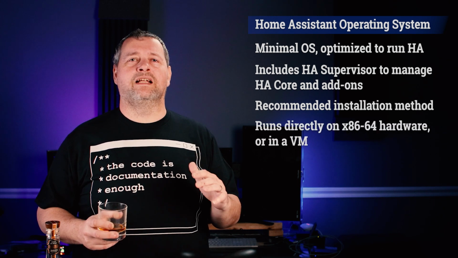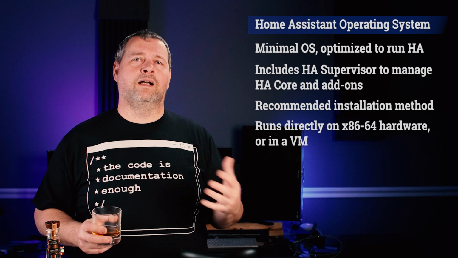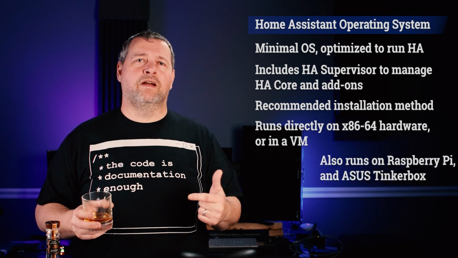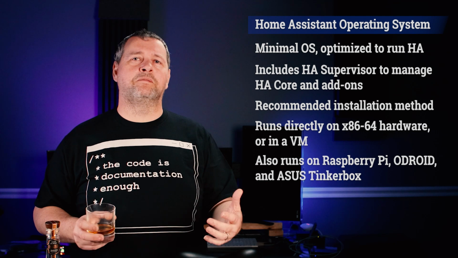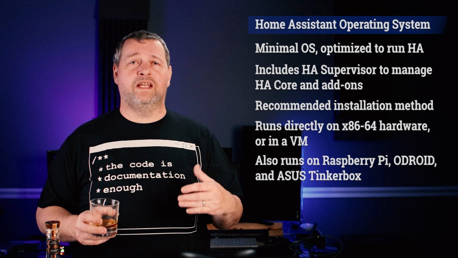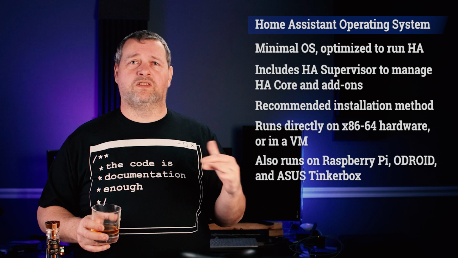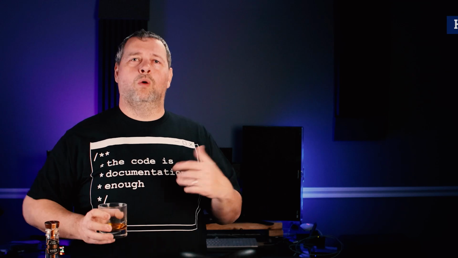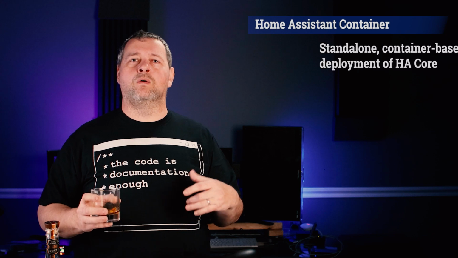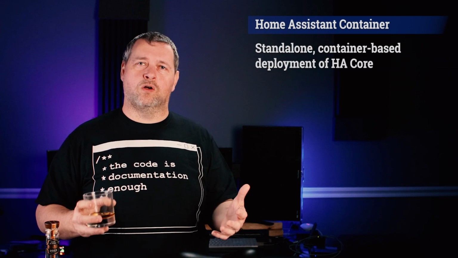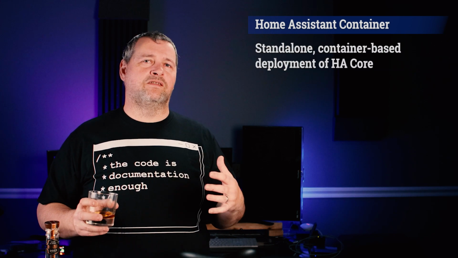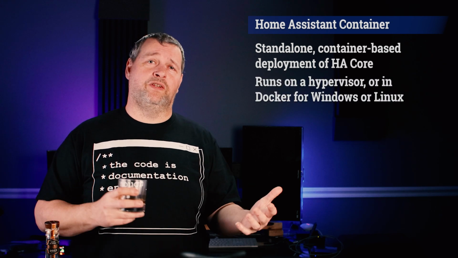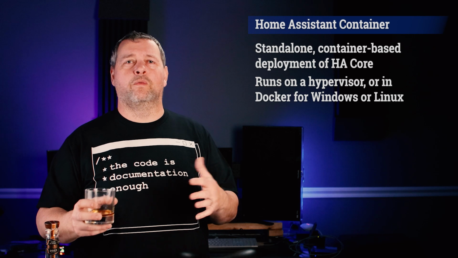HAOS runs directly on x86 hardware, like the Intel NUC that I installed it on in a previous video, but it can also run directly on Raspberry Pis. Many Raspberry Pi devices are available with HAOS preloaded, such as Home Assistant Blue, Home Assistant Amber or Yellow, and some Odroids too. Home Assistant Container is a standalone container-based deployment of Home Assistant Core. There are many different ways to run Docker containers, including on top of a hypervisor like VMware vSphere, or using Docker for Windows or Linux.